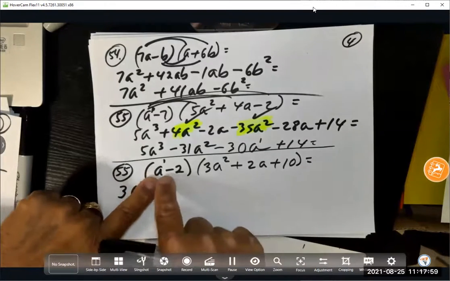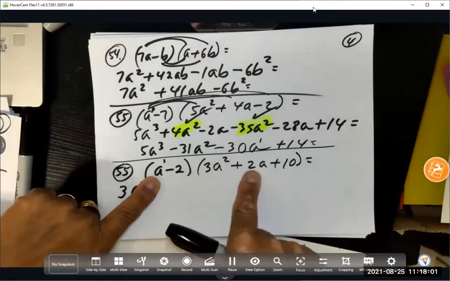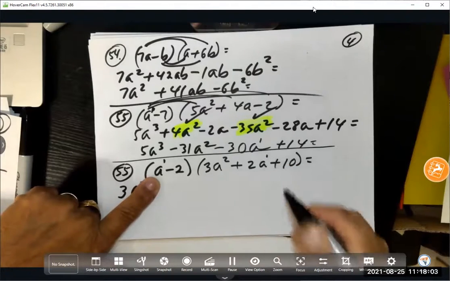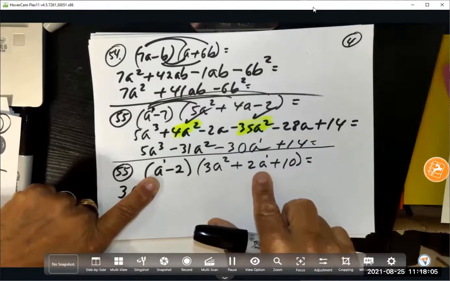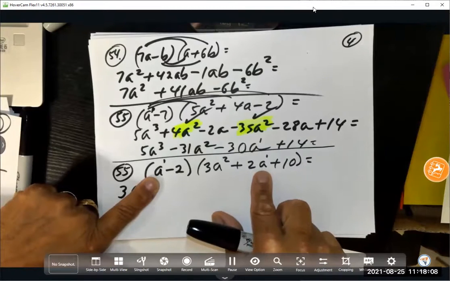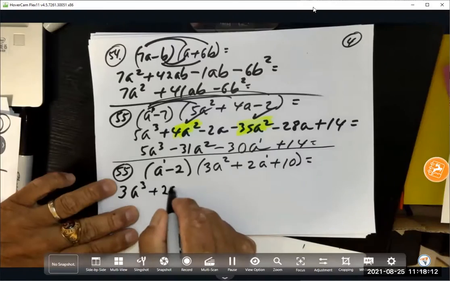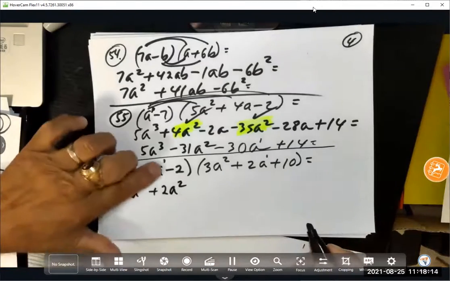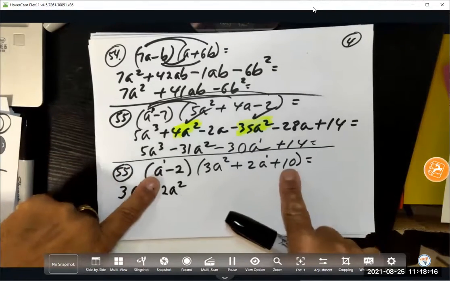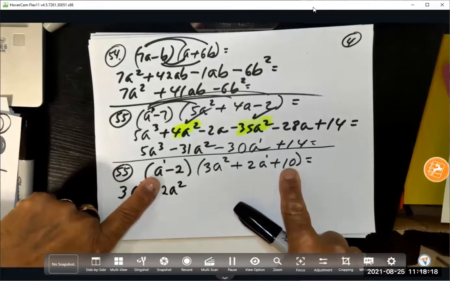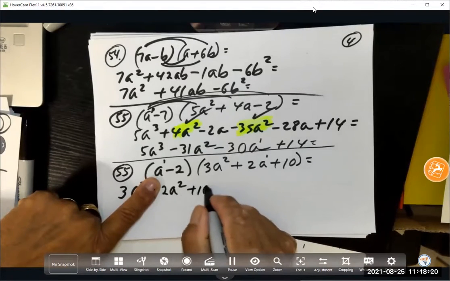So now this one, a to the 1 power times this one here. If you don't know, what's a to the 1 power times 2a to the 1 power? 2a squared? Yep, that's right. 2a squared. And then a times the last number, a times 10. 10a. Okay, so we got that right there.